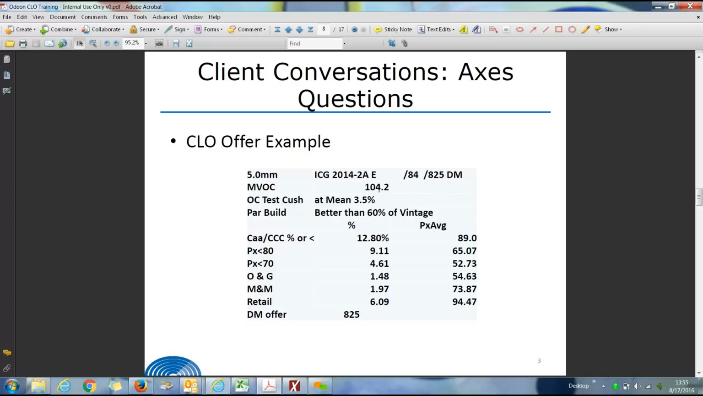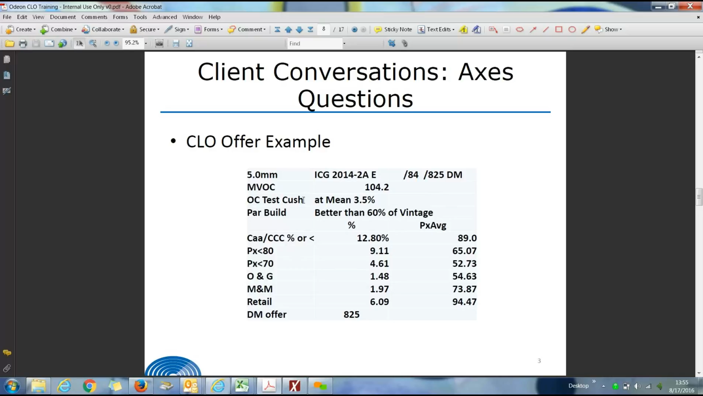The MVOC is 104.2, which is not too bad. It's not great for, this one's a double B. I guess I didn't put that in here. All right, anyway, it's a double B, but that's not too bad. It could be a lot worse, right?